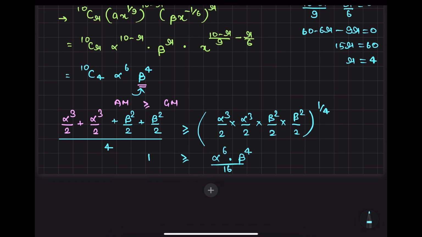Correct? Now we have power 1 by 4, so can I take power 4 on both sides? If we take power 4 on both sides, we will have 1 power 4, which is 1 only, and from this side you will have alpha power 6 into beta power 4 by 16. So we can multiply both sides by 16 also. The maximum value of alpha power 6 beta power 4 is 16.